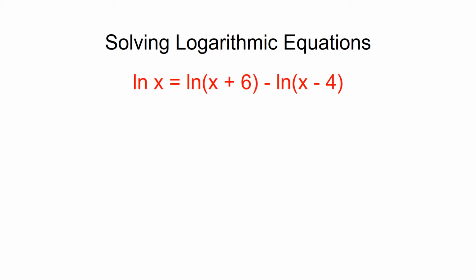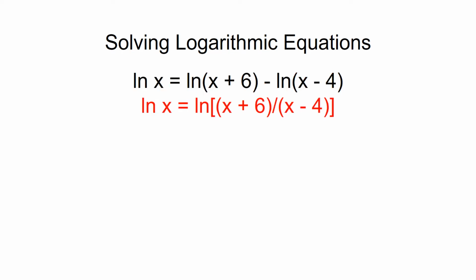Now let's look at a slightly more complicated equation. Here we have the natural log of x is equal to the natural log of x plus 6 minus the natural log of x minus 4. So the first thing we're going to do is combine the terms on the right side of the equation and write them in quotient form. Now we have the natural log of the quotient x plus 6 over x minus 4.